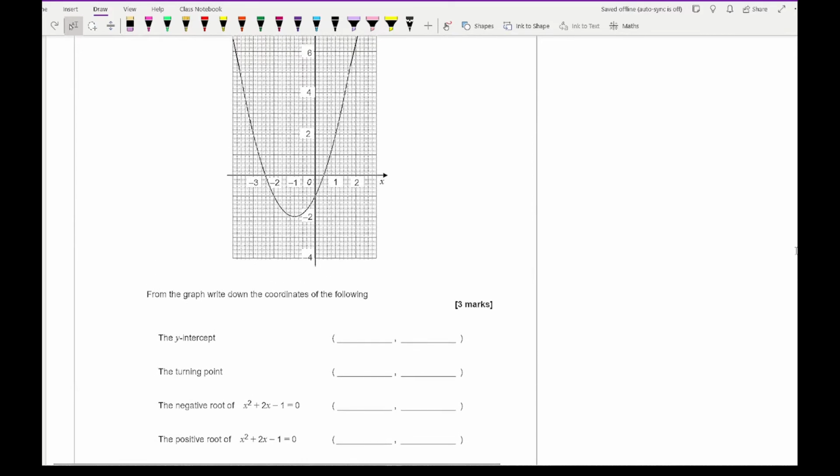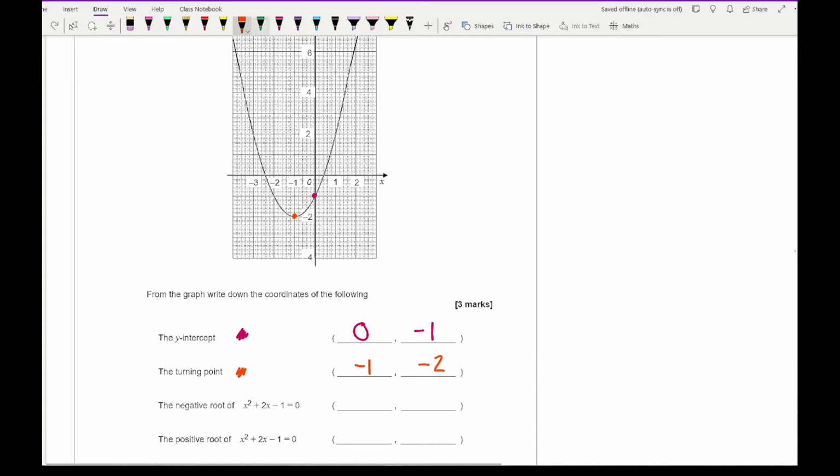Now in terms of the y-intercept, that's this point here. So that coordinate there, I'm just color coordinating it. The point there is going to be 0, minus 1. Now the turning point is this point here, and the coordinate of that is minus 1, minus 2.